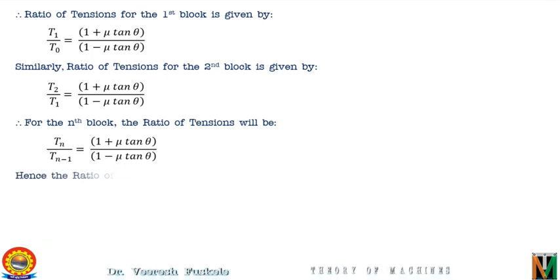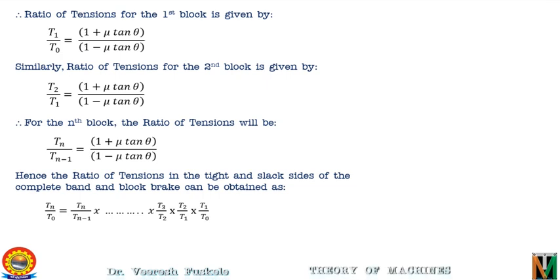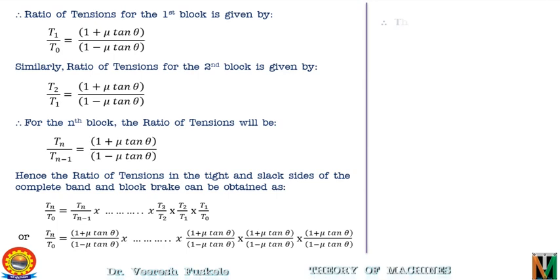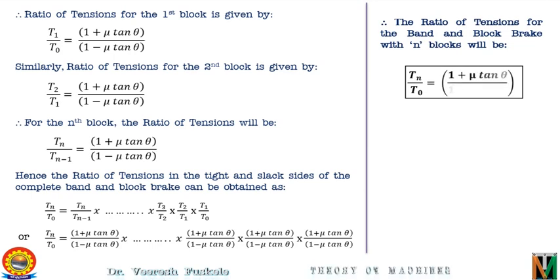Hence, the ratio of tensions in the tight side and the slack side of the complete band and block brake can be obtained as Tn upon T0 equal to Tn upon Tn minus 1 multiplied by T3 upon T2 into T2 upon T1 into T1 upon T0 and so on. Putting the values of these ratios, we will have Tn upon T0 equal to (1 plus mu tan theta) divided by (1 minus mu tan theta) and so on. So this will give us the ratio of tensions for the band and block brake with n blocks: Tn upon T0 will be equal to [(1 plus mu tan theta) divided by (1 minus mu tan theta)] to the power of n.